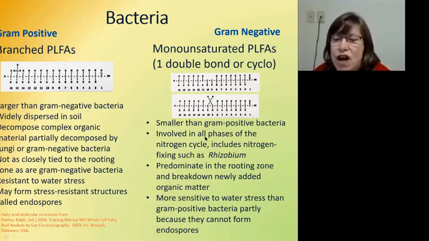They tend to be involved in all phases of the nitrogen cycle, and Rhizobium is a gram-negative bacteria. They predominate in the rooting zone, and they break down newly added organic matter, but they decrease in proportion as you go down the soil profile. They are more sensitive to water stress than gram-positive bacteria because they can't form endospores.